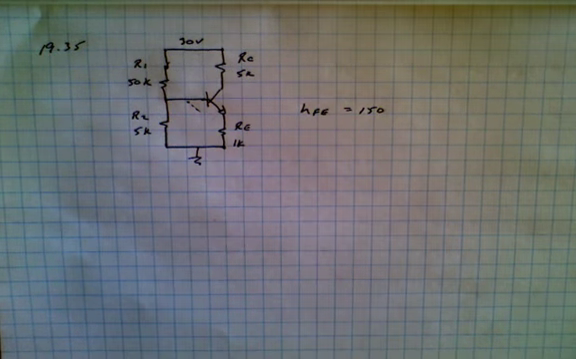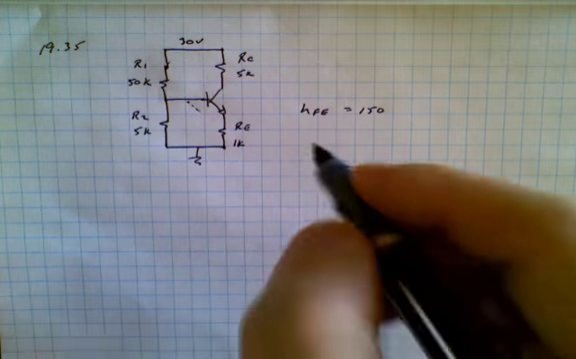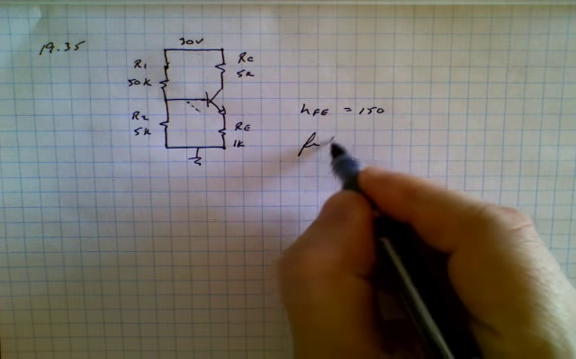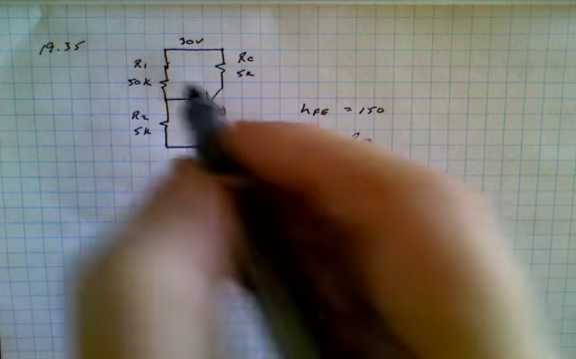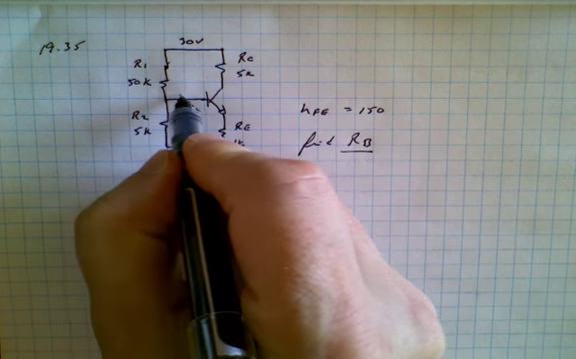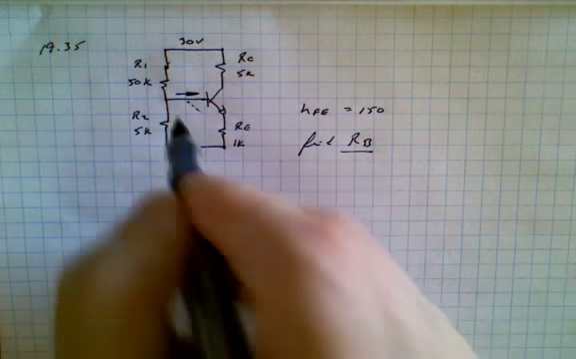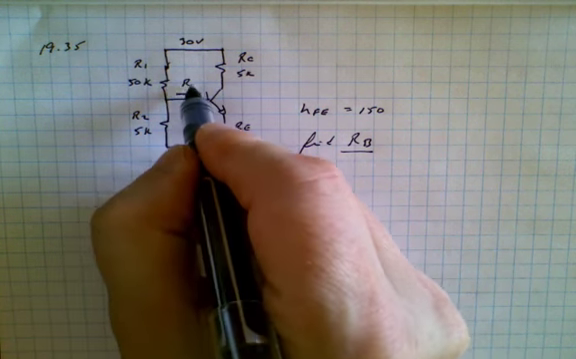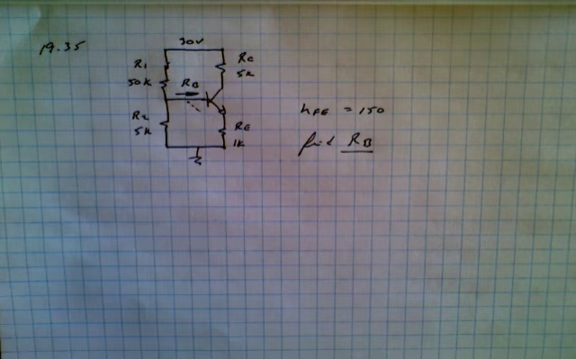Question 1935 is a very straightforward question, but it does require some explanation to understand it. We're asked in this question to find RB. This is the impedance that we would see if we were looking into the base of the transistor. It's what we would see looking into it.